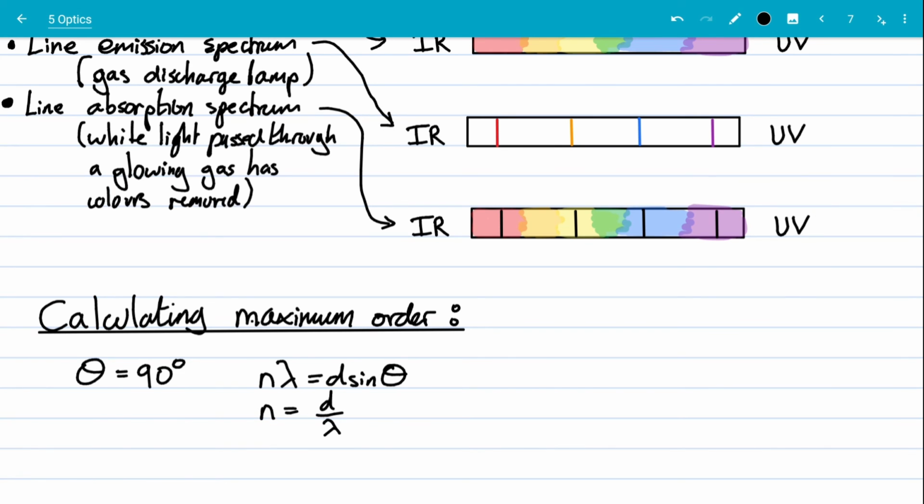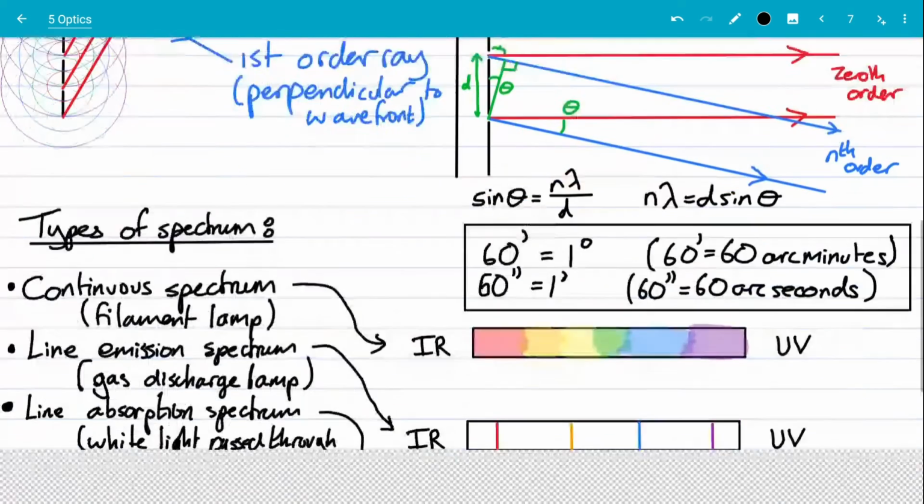But you choose the highest integer. You don't round up. You choose the highest integer. So if d over lambda is equal to 4.9, the highest order is 4. If d over lambda is equal to 3.2, the highest order is 3. And if the highest order is 3, you're going to get 7 dots, because of what we already looked at earlier on in these notes.